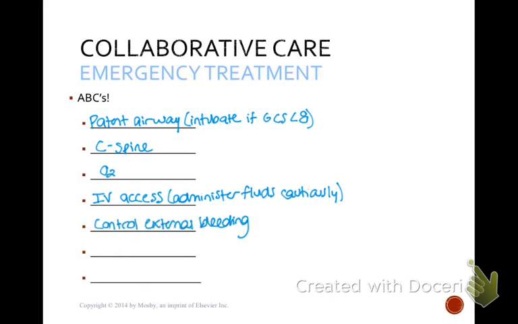Control external bleeding. We want to minimize blood loss. Maintain warmth. O2. Monitor vital signs. Physical exam. Physical environment.